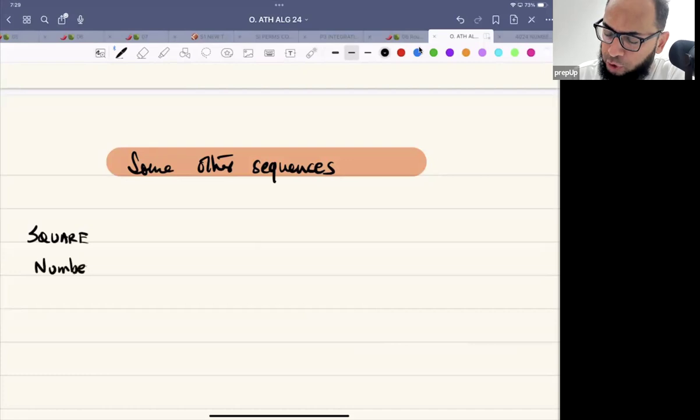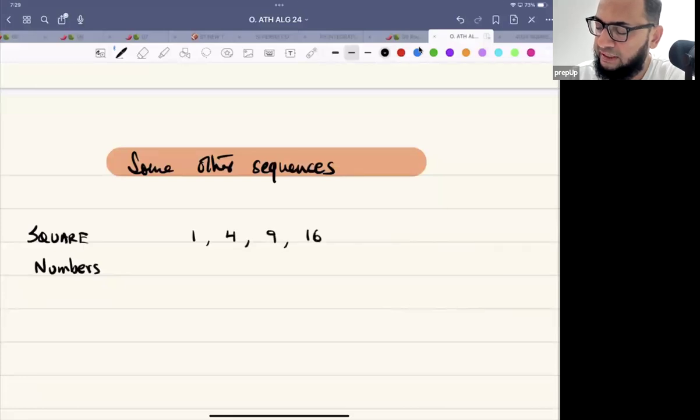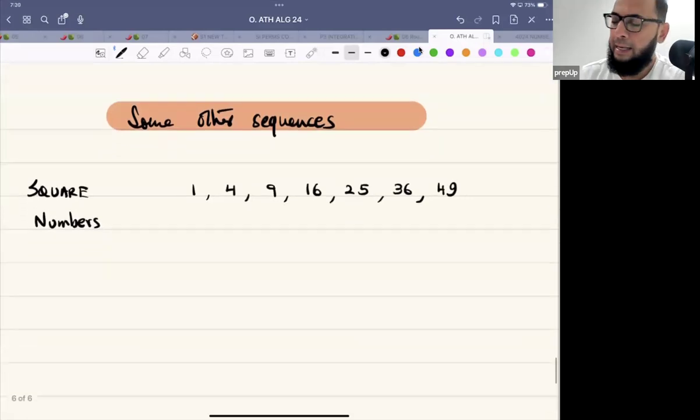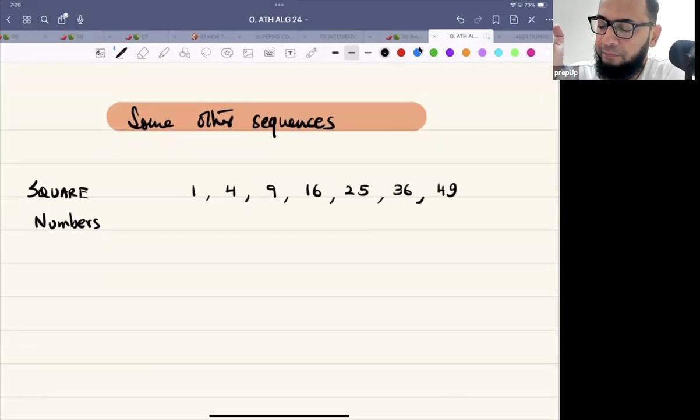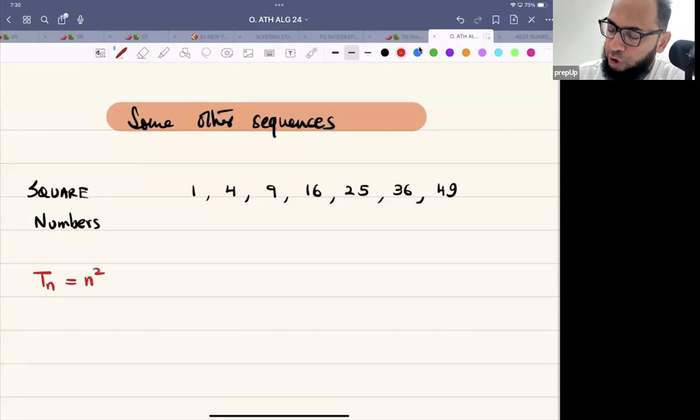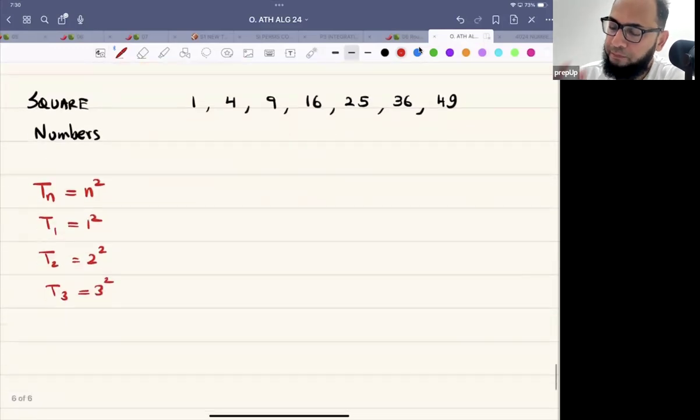So if I talk about square numbers, I'll talk about 1 square, which is 1, 2 square, which is 4, 3 square, which is 9, 4 square, which is 16, 5 square, which is 25, 6 square, which is 36, and 7 square, which is 49. So now this is basically Tn. Let me write it over here. So over here, Tn is n square. So when n is 1, T1 is 1 square, T2 is 2 square, T3 is 3 square, and so on.